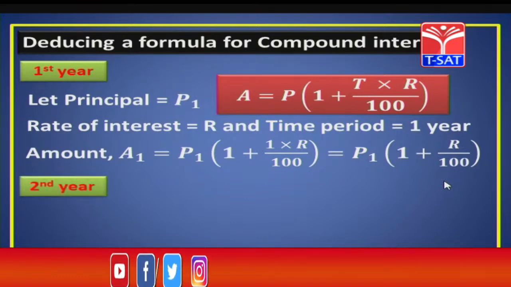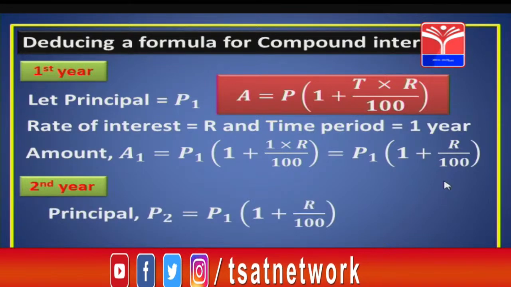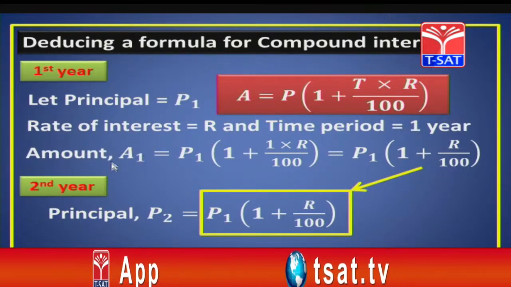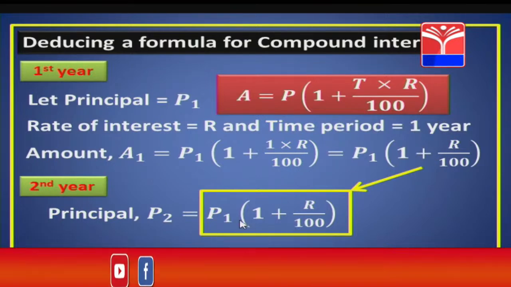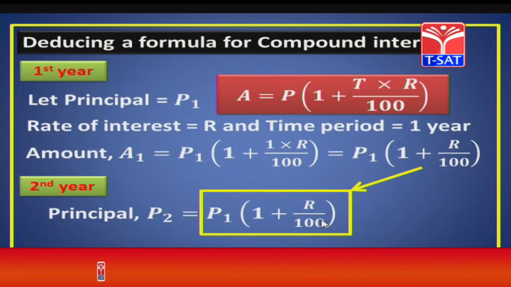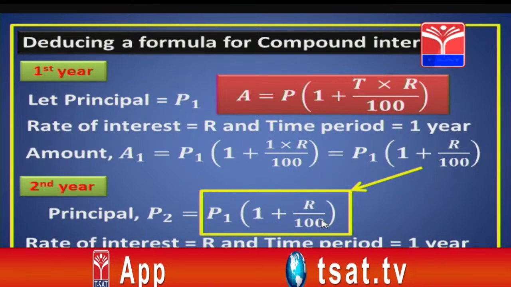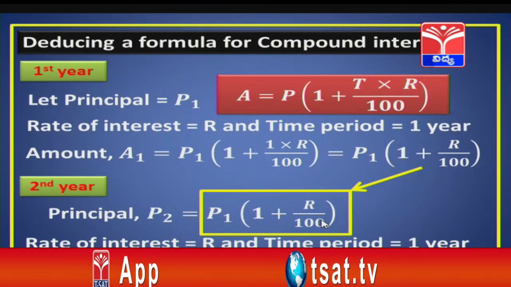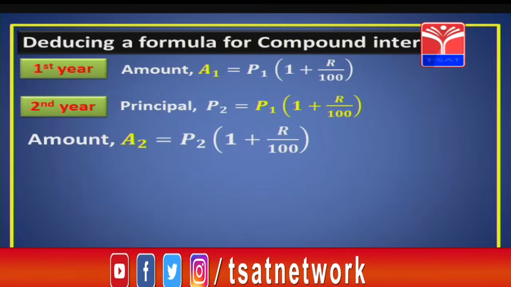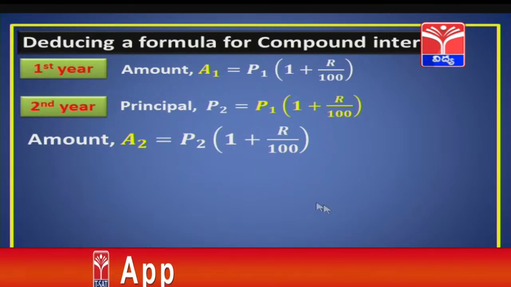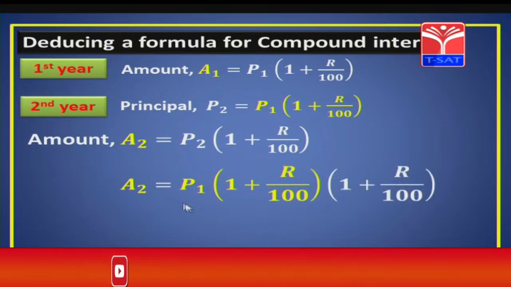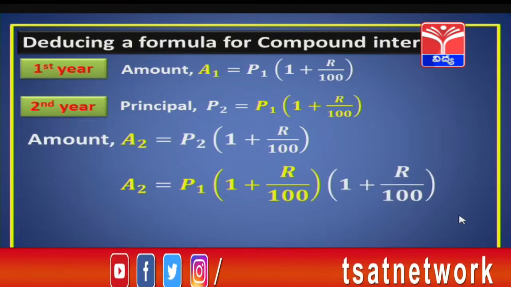Now, let us calculate for the second year also. In the second year, the principal I am assuming as P2. Now, here if you notice, A1, that is the amount calculated after the end of the first year, becomes the principal here. Okay? So, P1 into 1 plus R by 100 is going to be the principal for the second year, whereas the rate of interest and the time period remain the same. Now, let us calculate the amount at the end of 2 years. So, amount A2 is principal P2 into 1 plus R by 100. But children, we have seen that the value of P2 is P1 into 1 plus R by 100. Now, let us substitute it. On substituting, what do you get? P1 into 1 plus R by 100 into again 1 plus R by 100.